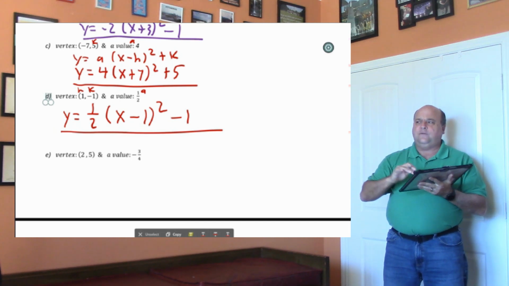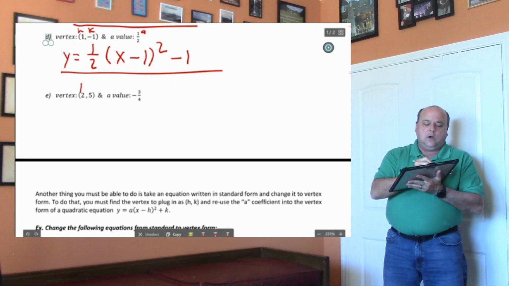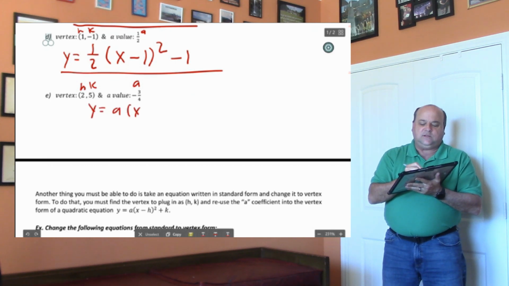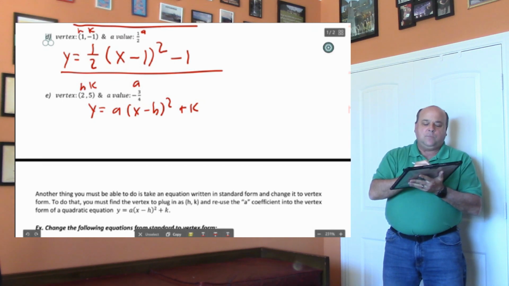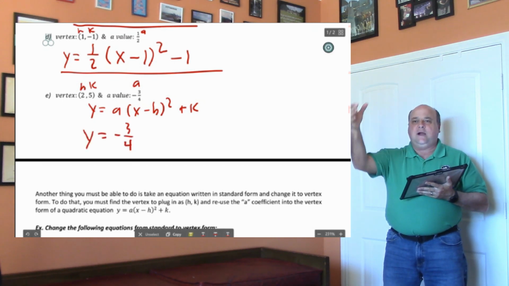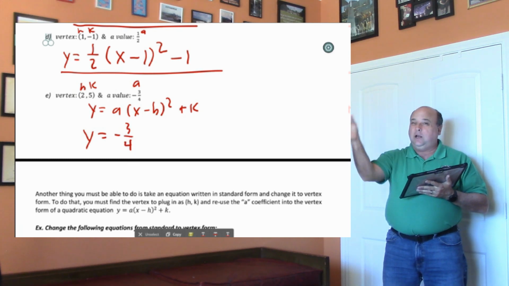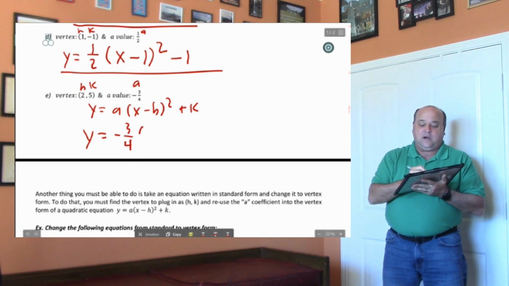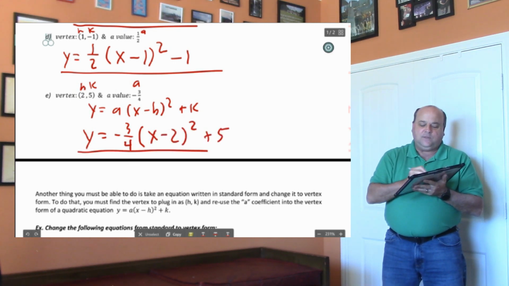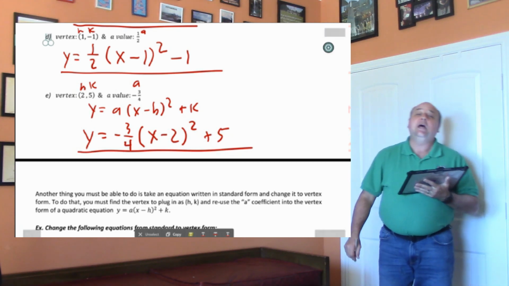I forgot to write down the form. Okay, let's do that on the next one. Write down h, k, and a. Write down y equals a parentheses x minus h squared plus k, and then fill it in. Y equals, the a is negative 3 over 4. That means the graph's going to get flipped, and it's going to be a little bit wider than the regular graph, the parent function. X, the opposite of positive 2 is negative 2, and the k is plus 5. This is our equation. Piece of cake.